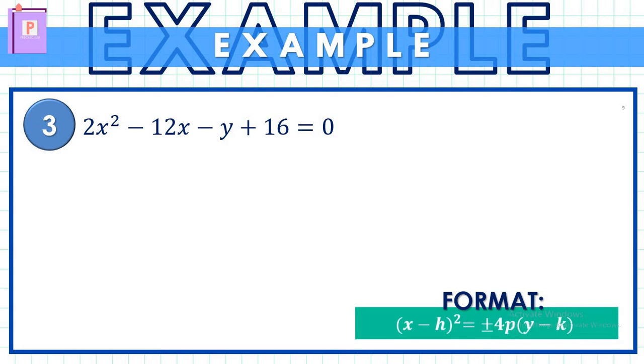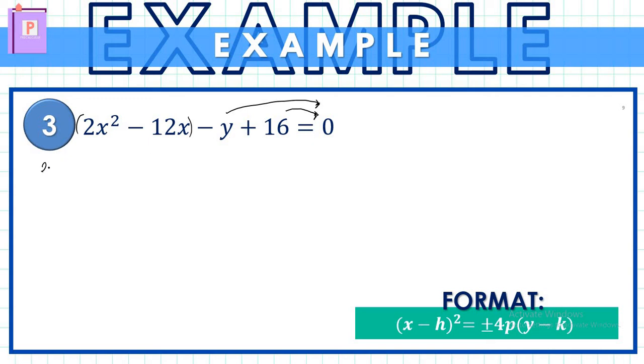And the format that we're going to follow is that it can either be a parabola that opens upward or downward. So same procedure as the previous two examples. Let's group together all x's. So basically, they are already written beside each other. So what we want to do now is to keep the x's on the left-hand side of the equation, then transpose all terms without x's on the right-hand side of the equation.